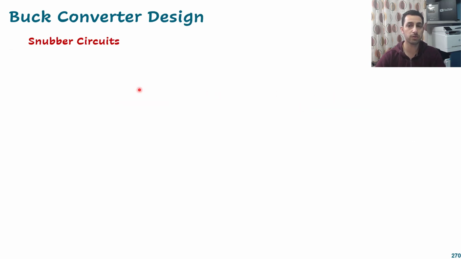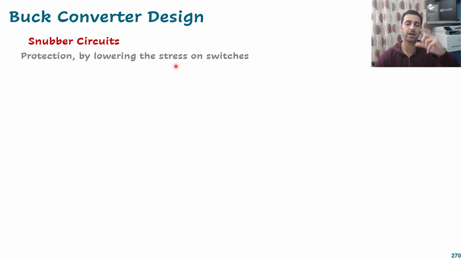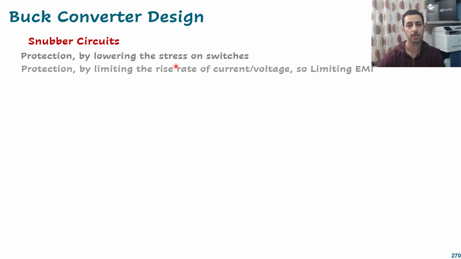The last one I want to speak about is the snubber circuit. What is the snubber and why do we need it? It provides protection by lowering the stress on switches. What I mean by stress is the highest voltage and the highest current applied or flowing through that switch. It also provides protection by limiting the rise rate of the current or voltage, and that limits the EMI, which is very important.